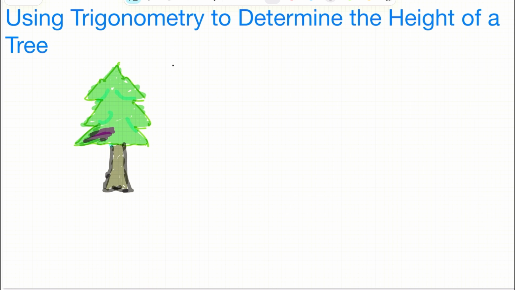So this is our tree right here. It's out in the backyard and we want to know how tall it is because we want to know if we cut it down, is it going to hit the house? So we got a rough idea. So there's the height of the tree. And we're going to use some basic trigonometry to determine the height.